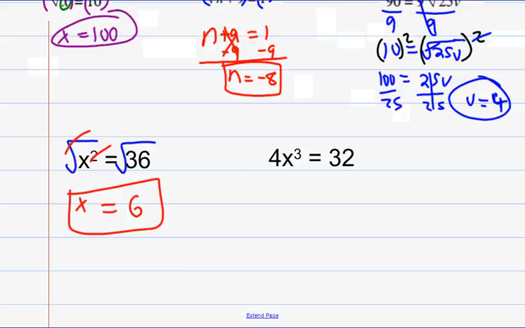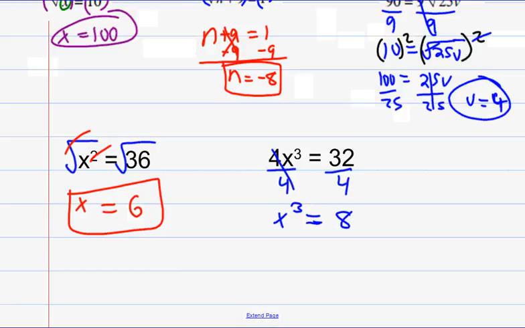All right, last one. This one has a power of 3, but it also has a 4 in front of it. So we can't do anything until the power part is by itself. So if 4 is multiplied by it, we are going to divide by 4 on both sides to get rid of that 4. So we have x cubed equals 32 divided by 4 is 8.